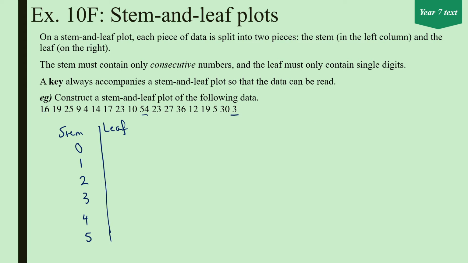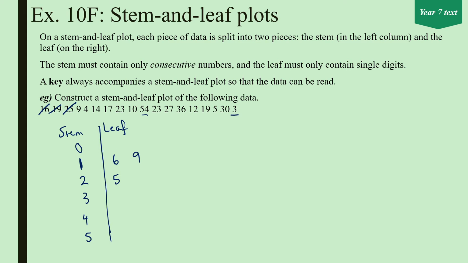Okay, so the first number I've got on the list is 16. I'm going to cross it out and write the 6. So what this means is that this 6 is read as 16. So I'll put the 10 in the stem and the 6 in the leaf. Okay, 19, I'm just going to put 9 down because, again, the 1 in the stem here and the 9 in the leaf means 19.